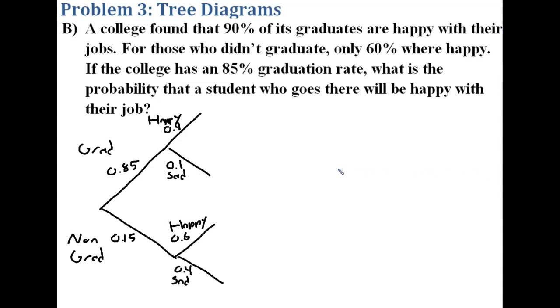Again, we want to figure out the probability that they're happy with their job, and that's going to be graduating and being happy. So 0.85 times 0.9 gives us a 0.765 probability. Or they could not graduate and still be happy. So 0.15 times 0.6 gives us a 0.09. Either/or, so we'll add. I'm going to add those two probabilities together and end up with a 0.855 probability that they're happy with their job.